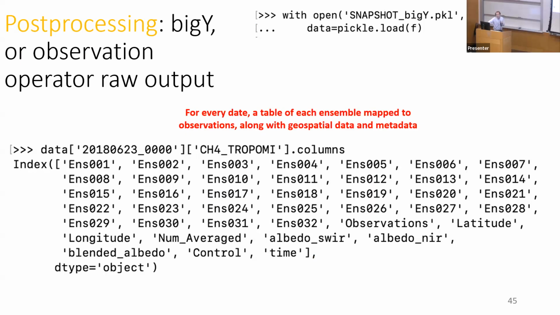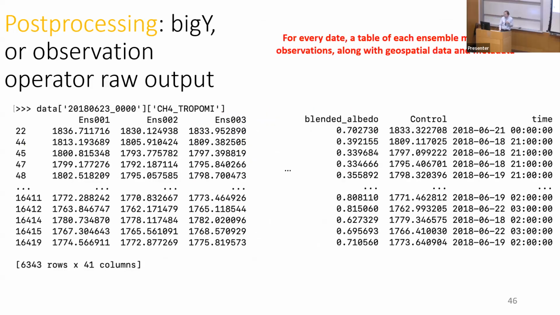For every day that you do an assimilation, it'll look at every basically observer that you have. So in this case, we're looking at methane from TROPOMI. It'll give you the GEOS-Chem outputs for every ensemble member, compare it to the observations at a particular latitude and longitude, and then also have the control GEOS-Chem with no data assimilation. So this is the raw output and allows you to make your maps and your time series.